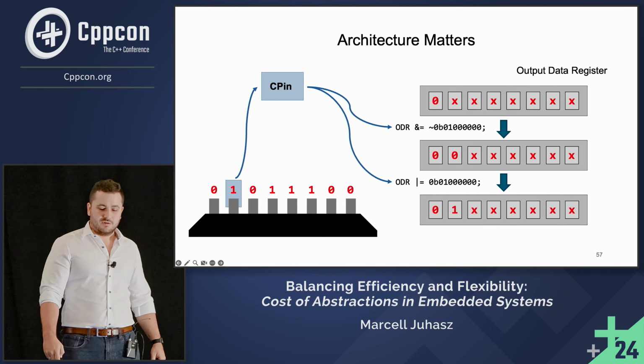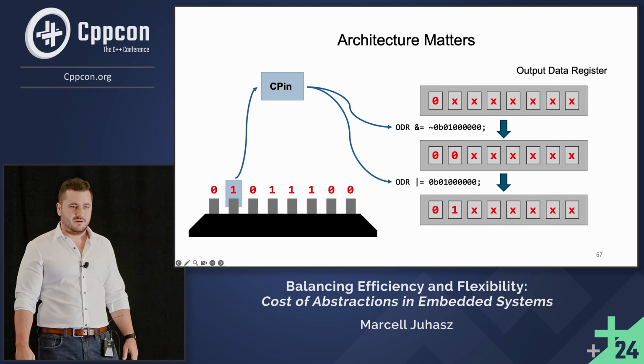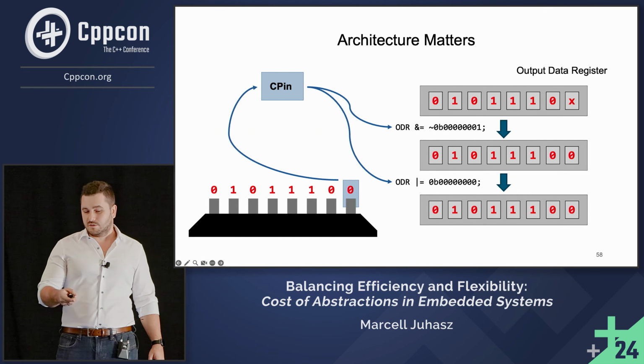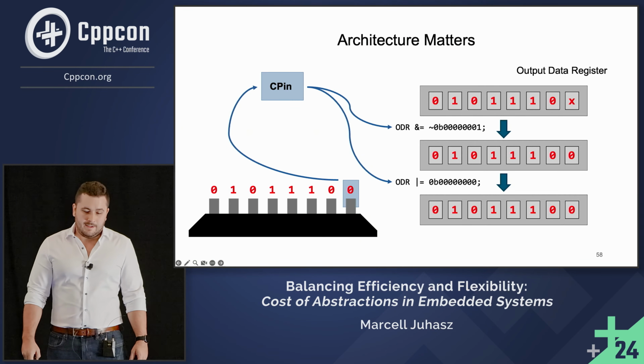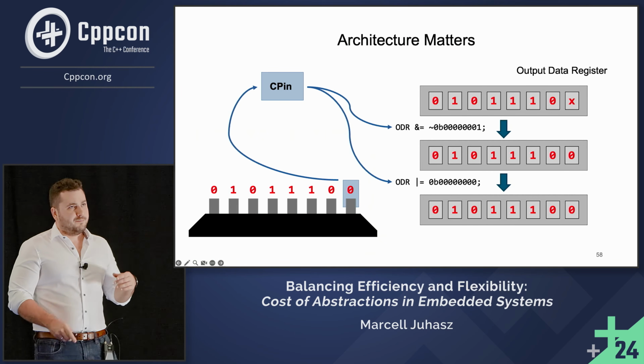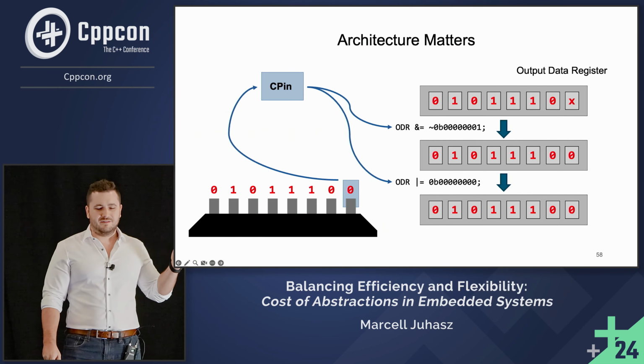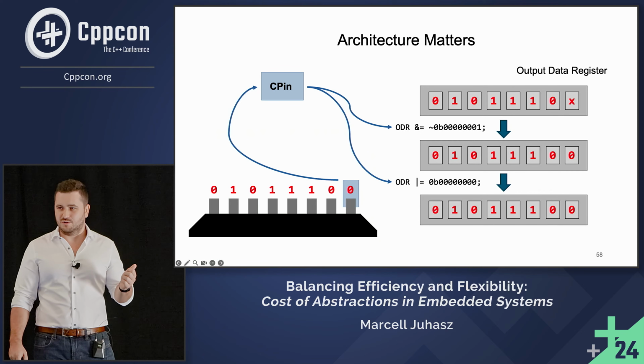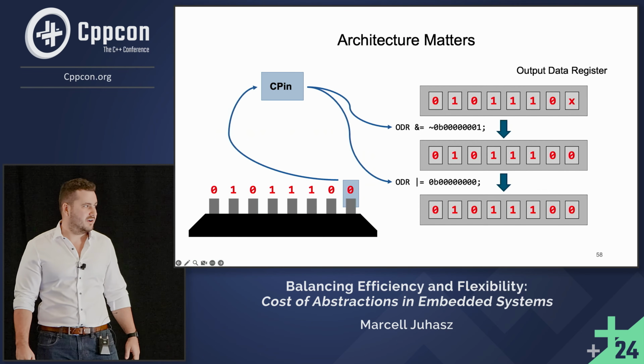And then we move on to the next pin. Again, we clear the respective bit, and then we set it to the desired value. And we do this for every pin, one after the other. But as you have noticed, we have just used 8 register operations to achieve the same goal that we did before with a single register operation.